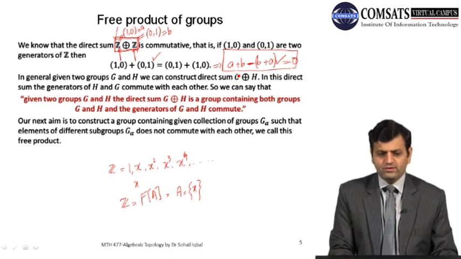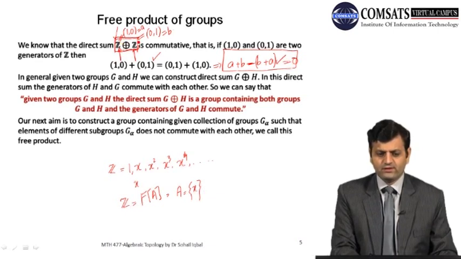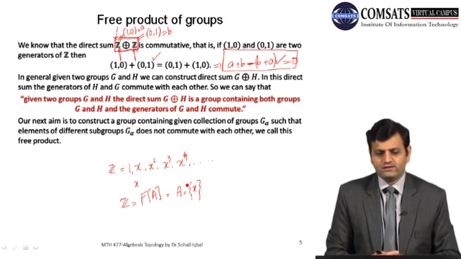Now we can say that this is not really a free product. We started from this Z, which is a free group, and another Z, which is a free group. When we took this special addition, the direct sum, the resulting group is not a free group. So what we want is, if I have a free group and another free group, and I take the free product of the two free groups, then the result should be a free group.